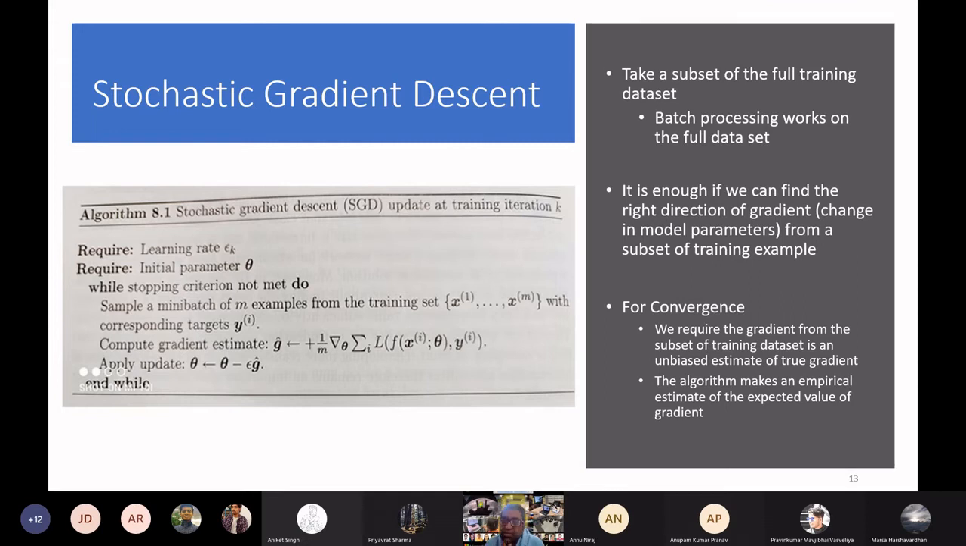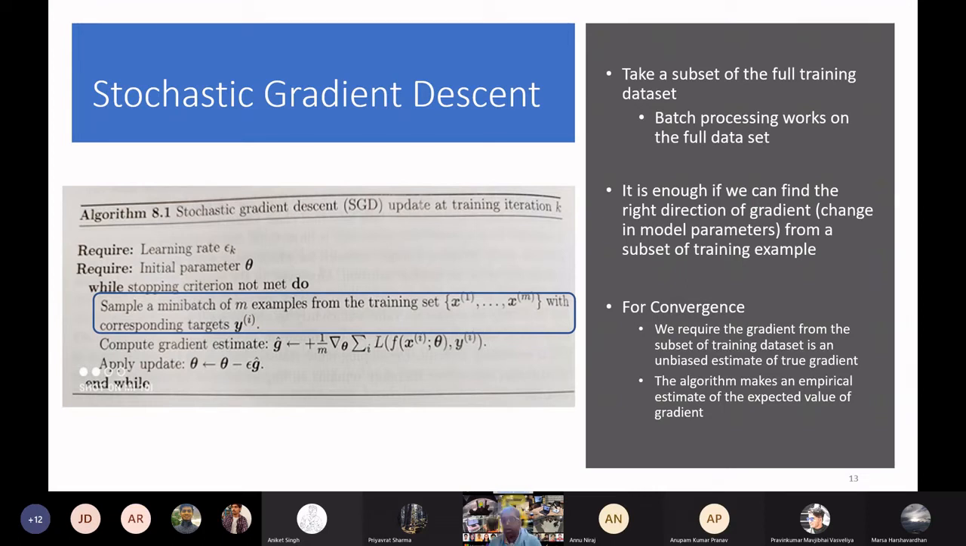But when our training data set is very large, then it can create a problem that each epoch or each training cycle will take too much time. But in reality, what we want, the gradient descent algorithm can perfectly work if we can empirically estimate the direction of gradient change, that whether I should increase a model parameter or whether I should decrease a model parameter. So in the stochastic gradient descent, what we do is that we sample a mini batch of M examples from the whole training data set, and we estimate the gradient with respect to this small subset of the full data set.